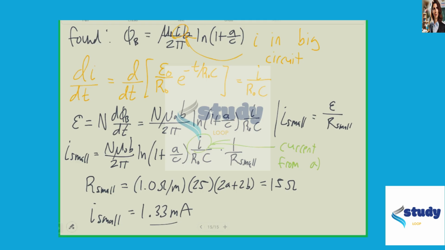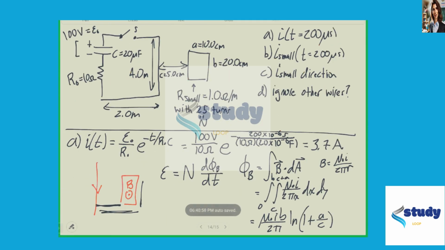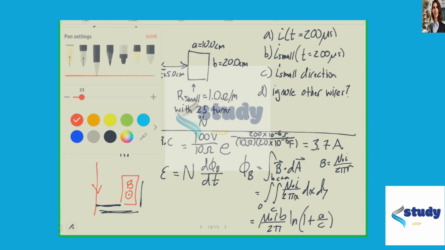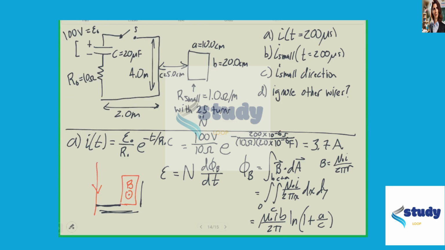So that's the magnitude of the current. Now, what about the direction? So let's go back here. If you look at this diagram, what we established was that the magnetic field is coming out of the page at us. And is it increasing or decreasing? Well, it's decreasing because the current is decreasing, right? This is a discharging capacitor. So if it's decreasing, the induced magnetic field should also be pointing out at us.